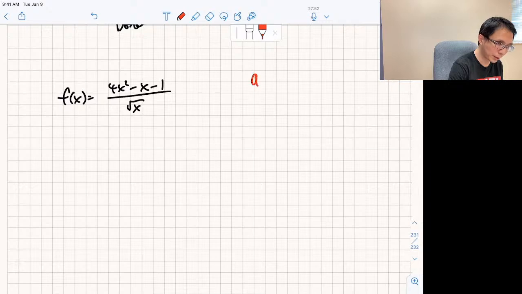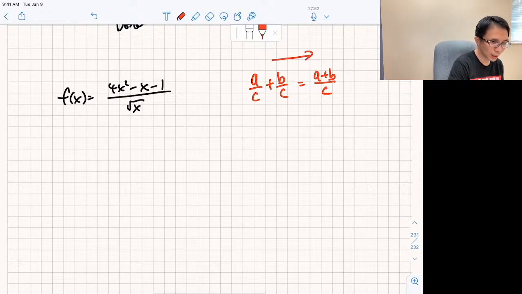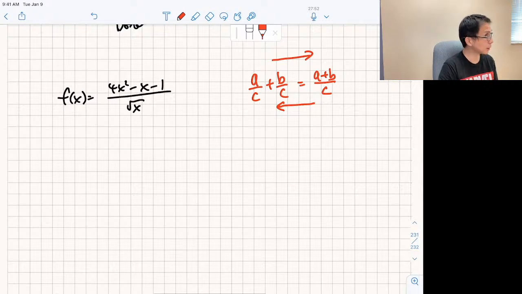That's a simple reminder from 4th grade. We have a over c plus b over c. If I have the same denominator, I can add the tops. But that's 4th grade, always going this way. In high school, many times we favor this way. So make sure that you can do that. And then I can take a derivative of this. I'll give you some time to finish this part off, before we get into the application of it.